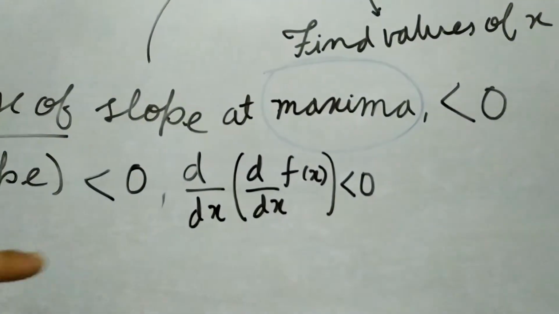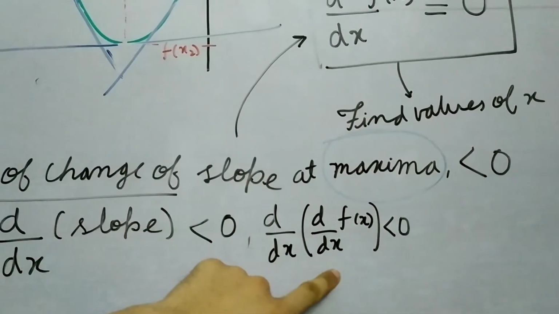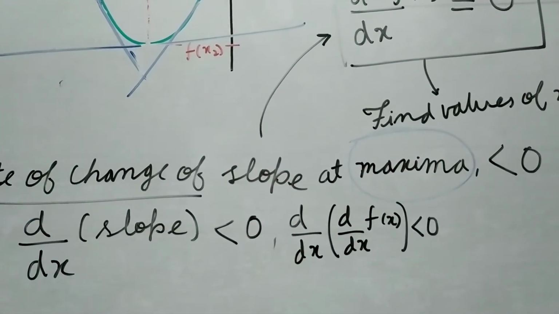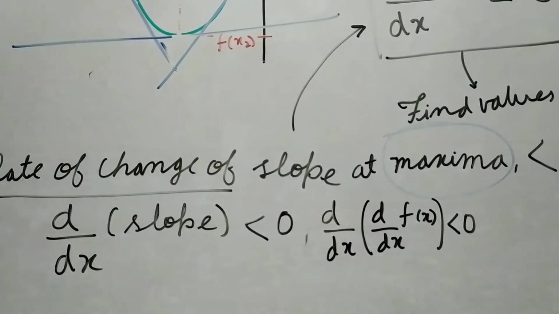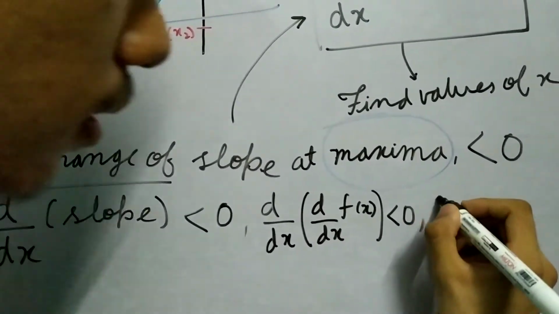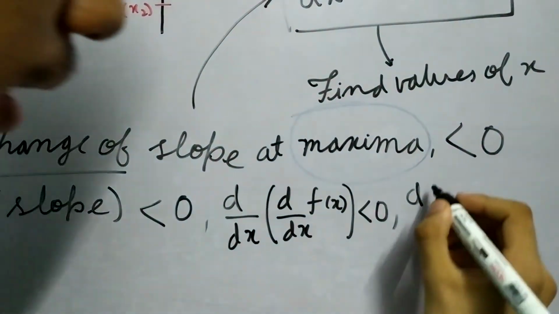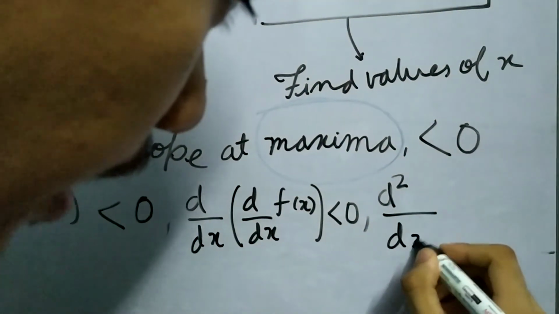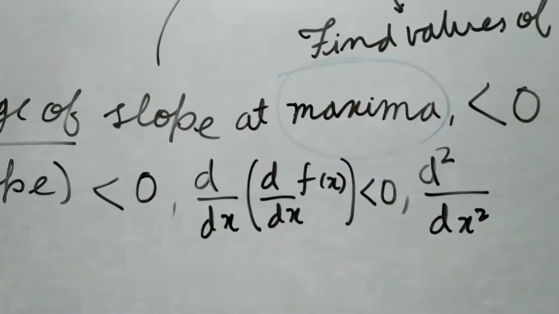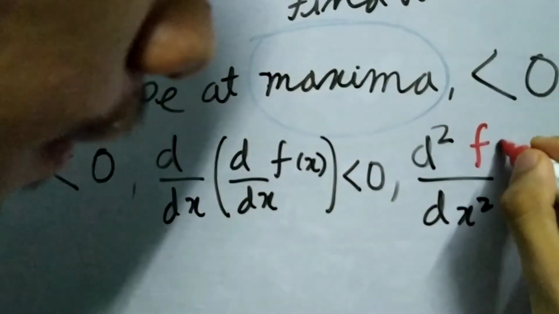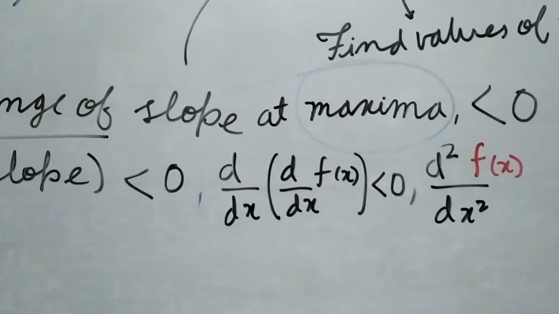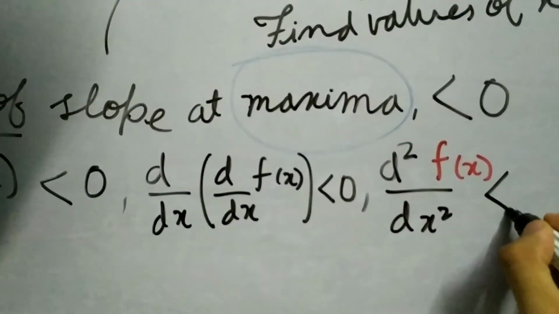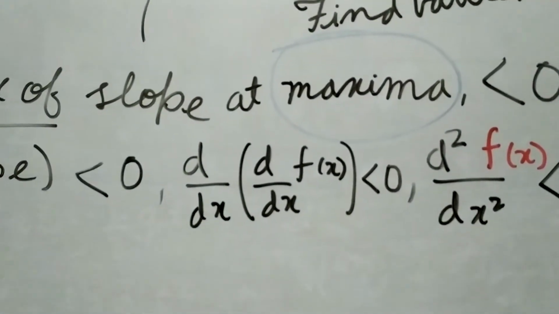Like we've just written the slope in this form. Another way to write it is, as you might remember, d square by dx square f of x lesser than 0. There you have it.